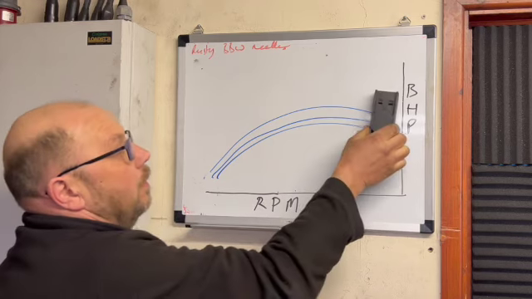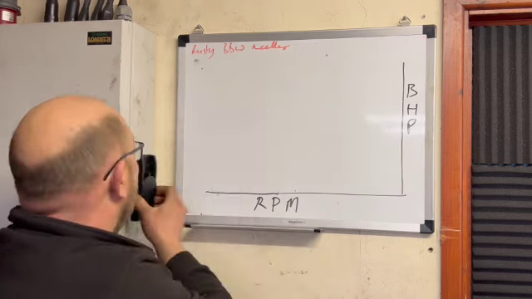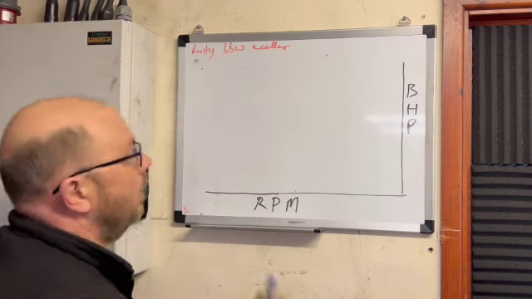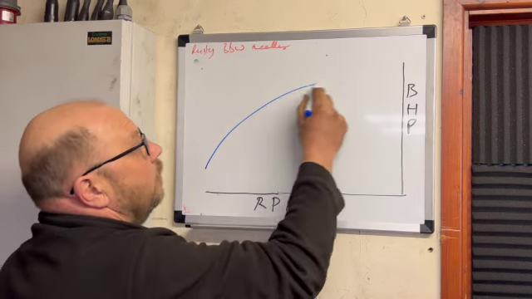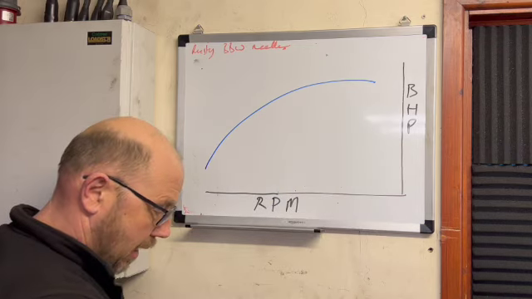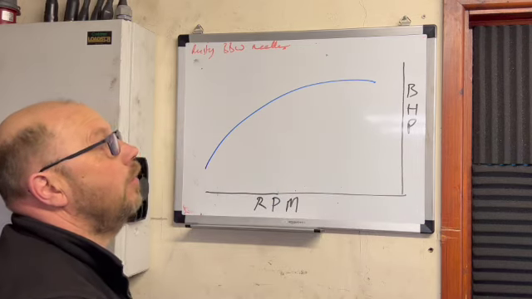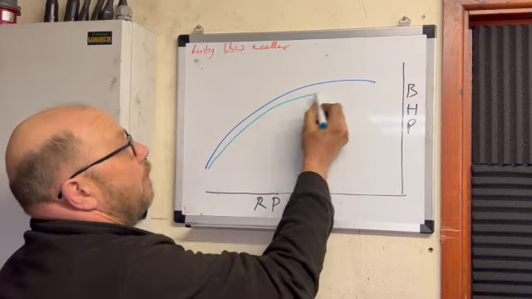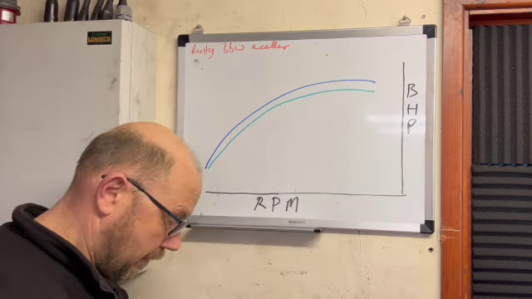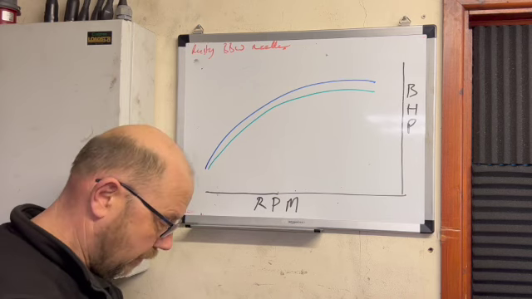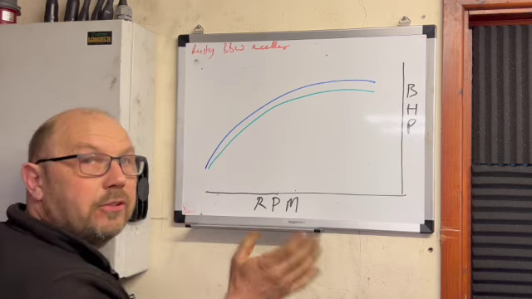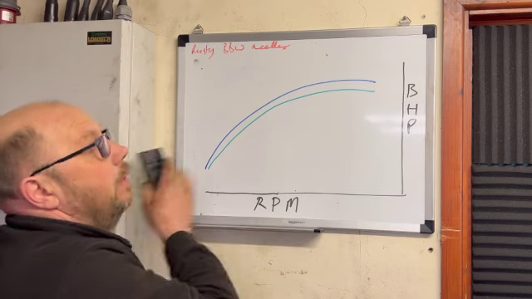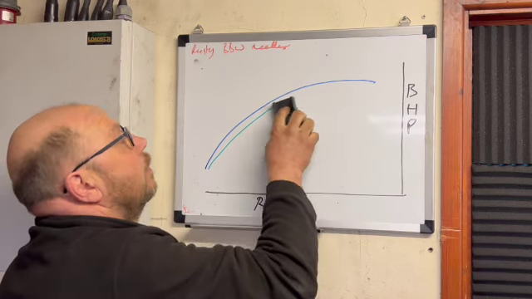But we will reach a point where we've got a curve like this, and more timing in maybe drops the power everywhere, like that. So that's no good. In which case, you simply retard it a bit. Or this happens.